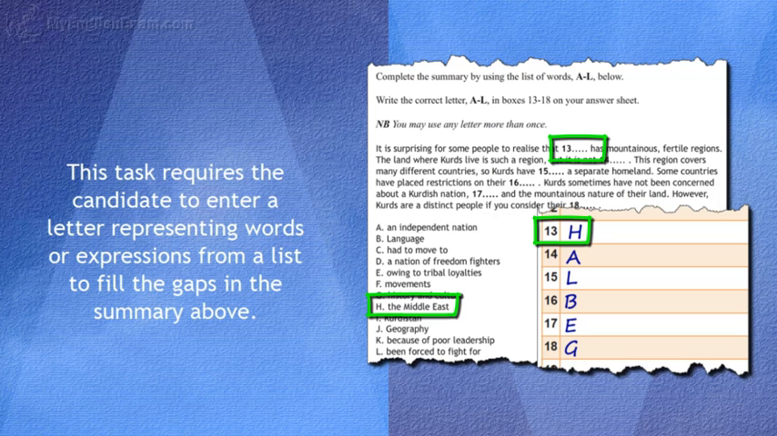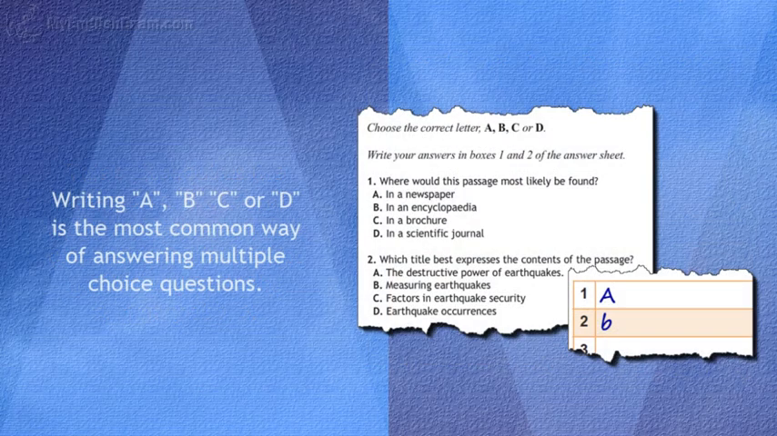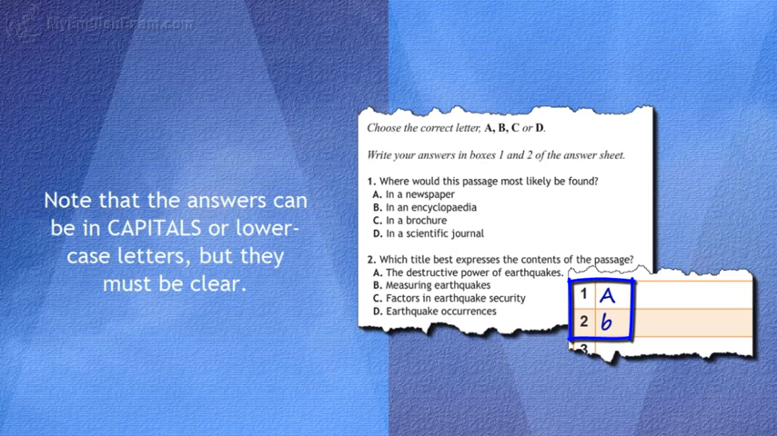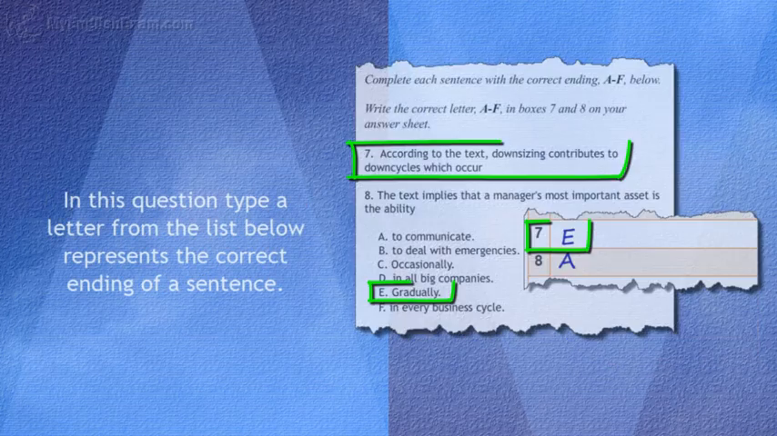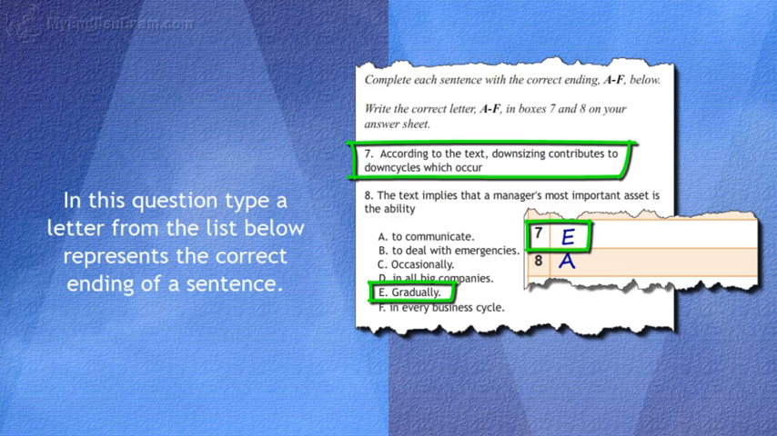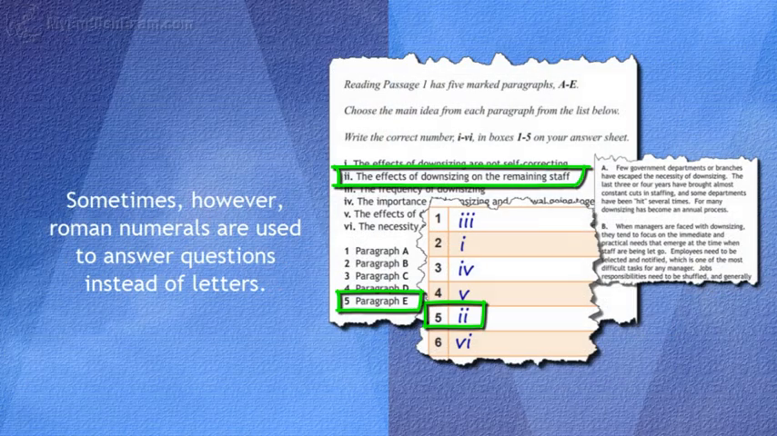in the summary above. Writing A, B, C or D is the most common way of answering multiple choice questions. Note that the answers can be in capitals or lowercase letters, but they must be clear. In this question type, a letter from the list below represents the correct ending of a sentence. Sometimes, however, Roman numerals are used to answer questions instead of letters.